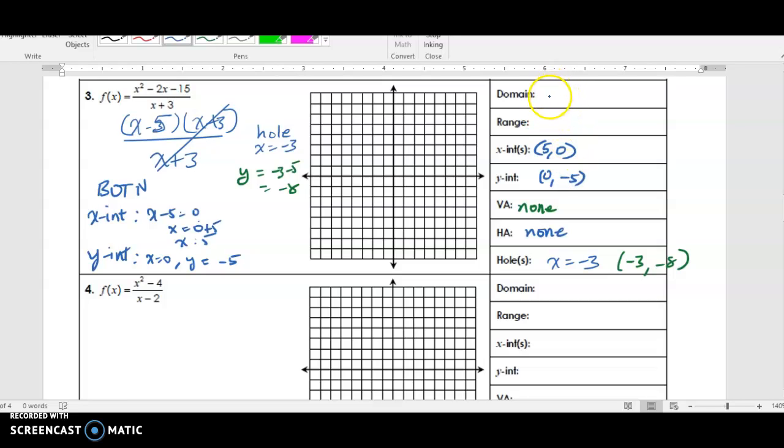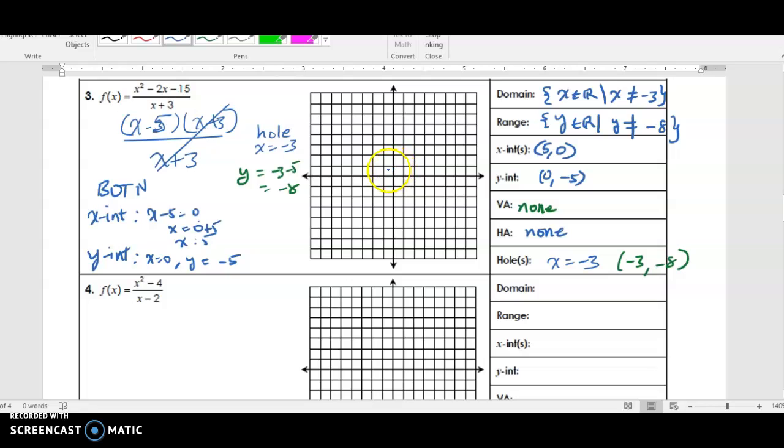So now it will be easy for us to write the domain and range. The domain is, this is how you write it, x belongs to all real numbers such that x is not equal to negative 3. That's one thing we have seen, that is from the hole. And since there are no vertical asymptotes, there is only one discontinuity in this particular graph. And the range here would be y belongs to all real numbers such that y is not equal to negative 8. That's the reason why we find the y value of the hole also. So that will be easy for us to write the range.